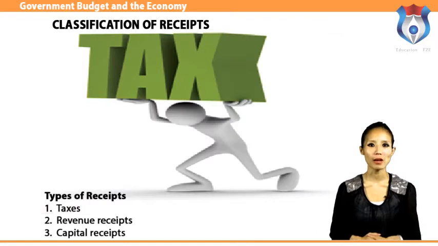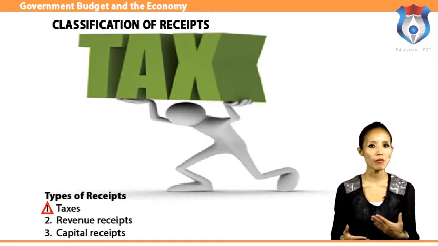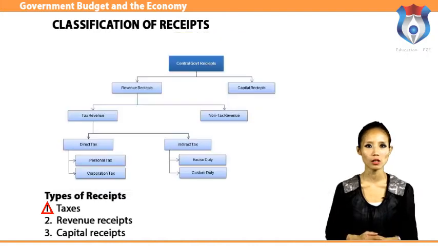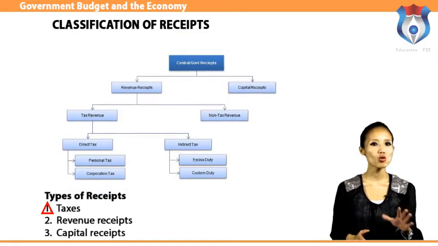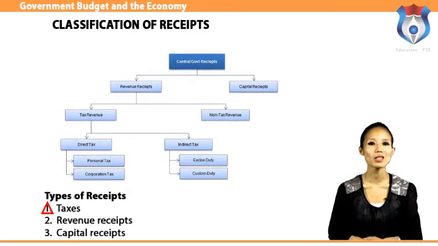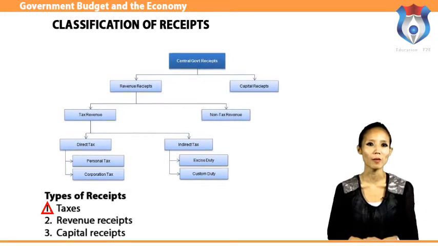Types of receipt. Taxes. For a receipt to be classified as tax, it must therefore be both compulsory and unrequited. Compulsory. There are almost no actions that are truly compulsory. Example, if you wish to avoid paying income tax, then you could stop earning an income.